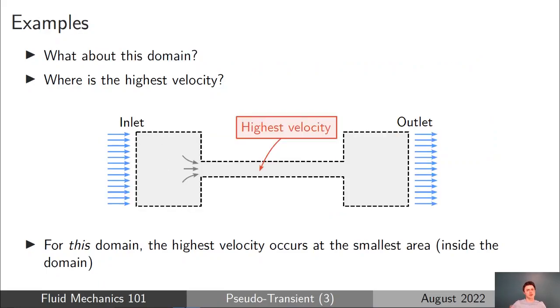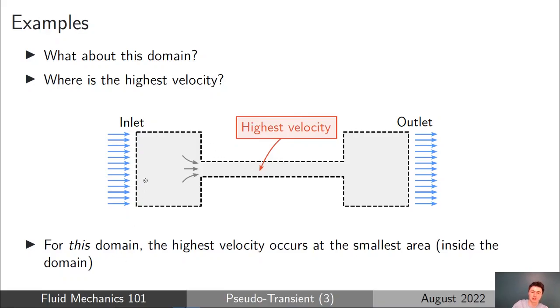But what if I took the other extreme? What if I said, we have an incompressible flow at constant temperature again, and this time the flow has a large inlet, a large outlet, and then a constriction in the middle of the domain. Clearly for this example, the highest velocity is going to occur in this constriction.